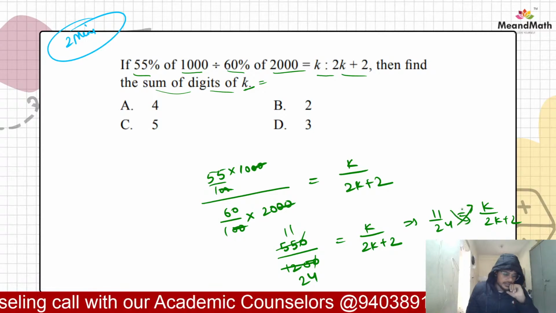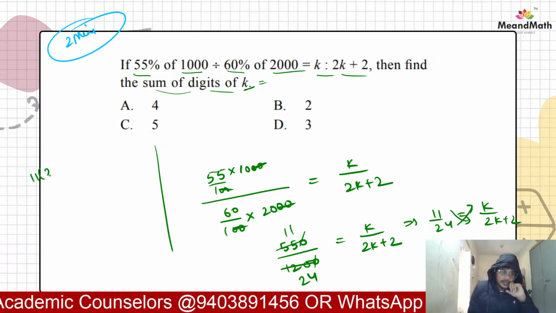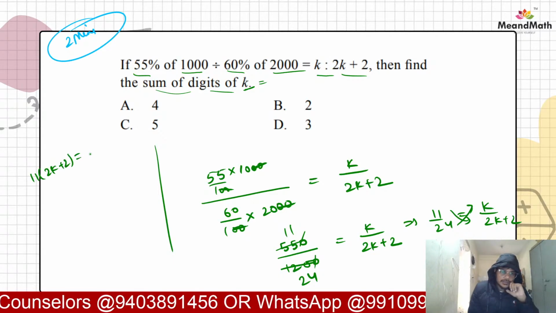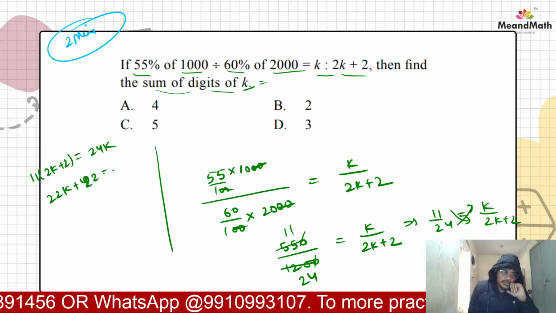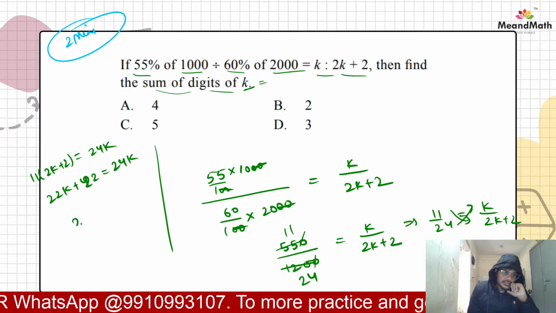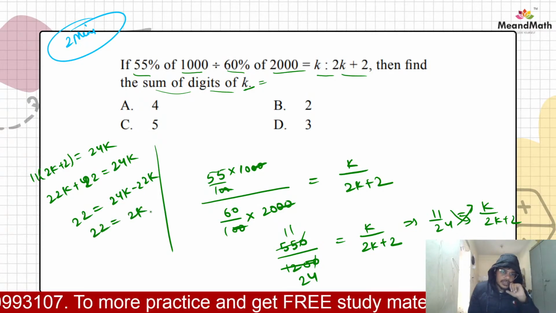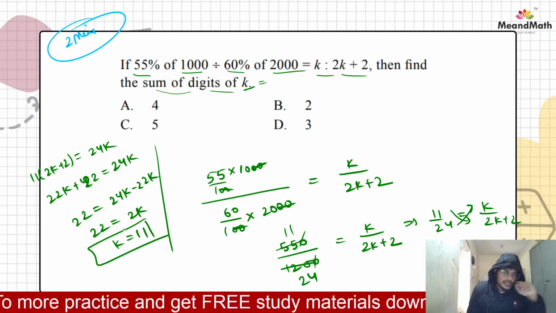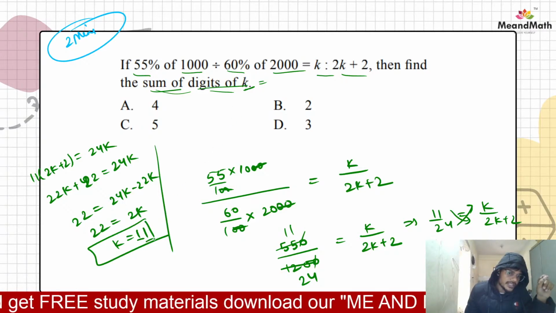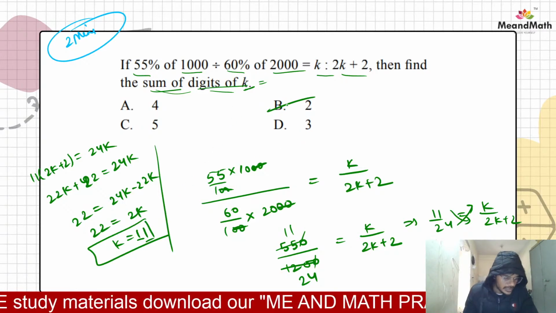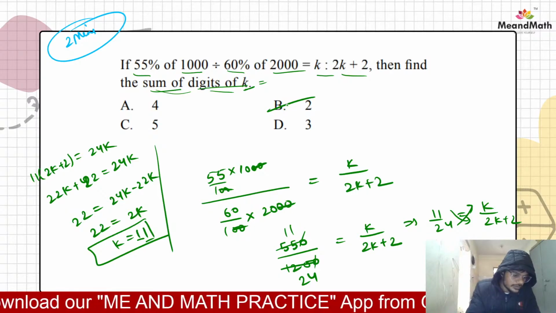Now do the cross multiplication, right? So I am doing here 11 times 2k plus 2 is equal to 24k, that is 22k plus 22 is equal to 24k. Using the transposition property, 24k minus 22k, that is 22 is equal to 2k, that means k value is 11, right? Now see, you need to find the sum of the digits. What is the sum of the digits? 1 plus 1, that is 2. So B is the correct answer. Is this clear? If this is clear, then we should move on to the next question.